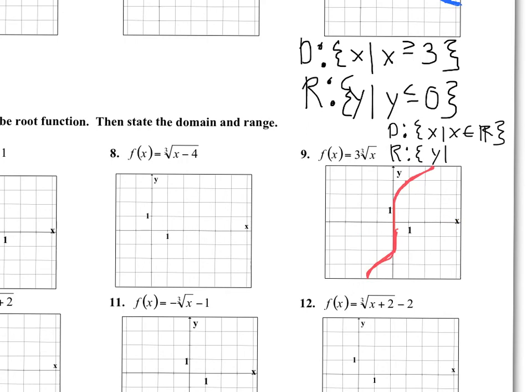And for my range, again, think about shining your light. I could shine positive, get to have the function there. I could shine negative, I would have the function there. So y is the same.